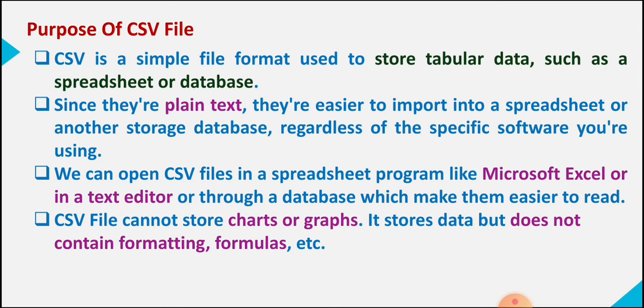When you are creating a CSV file, it looks like plain text, that is the content is written line by line, but each field is separated by a comma or any other delimiter and each row is considered a record. Since it is plain text, it is easy to store in some other database regardless of the specific software you are using. You can easily transfer this plain text into the database. We can open a CSV file in a spreadsheet program like Microsoft Excel, in a text editor, or through a database, which makes it easier to read.